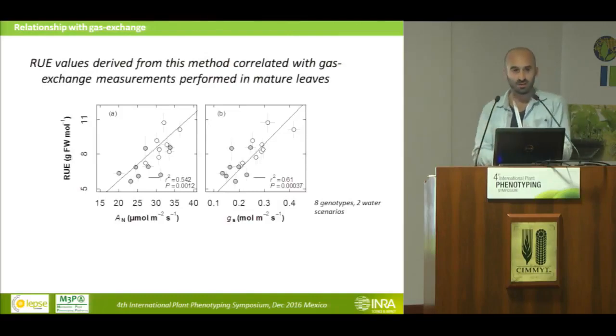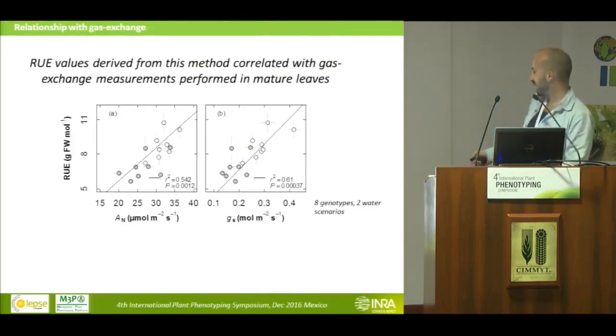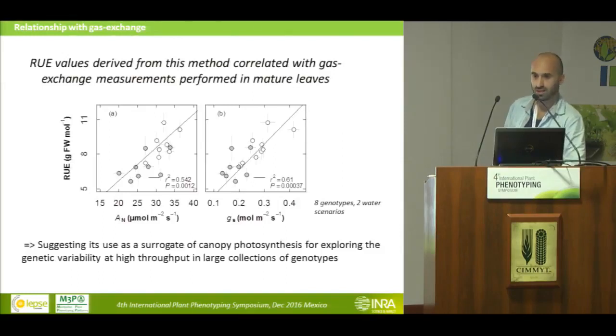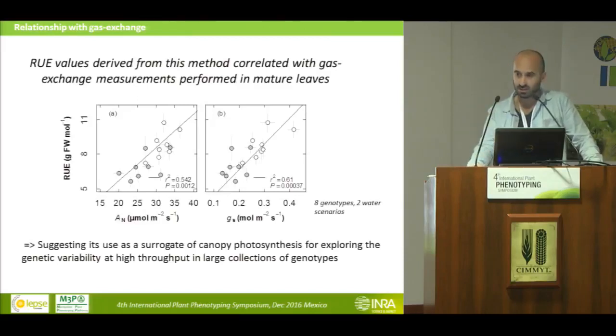Further, we wanted to test whether these radiation use efficiency values were related with gas exchange measurements performed in single leaves. And this was done in just 8 genotypes under 2 water scenarios, and we see that these radiation use efficiency values extracted from the platform correlated quite well with photosynthesis and stomatal conductance. And this suggests that we can use these values as a surrogate of canopy photosynthesis for exploring genetic variability at high throughput in large collections of genotypes.